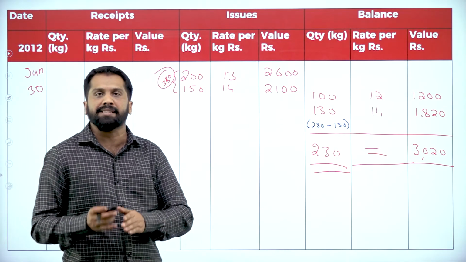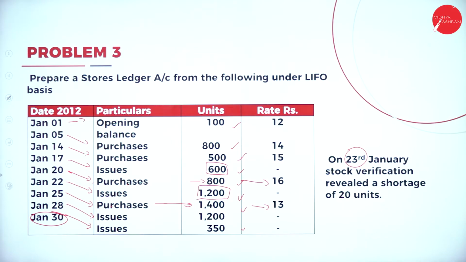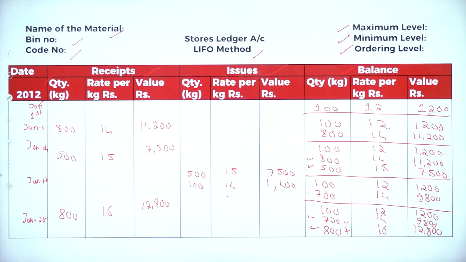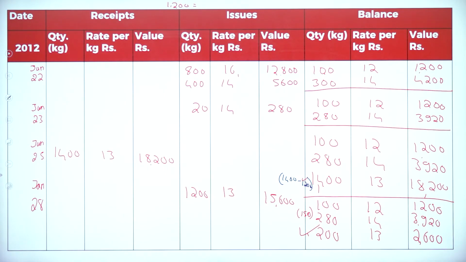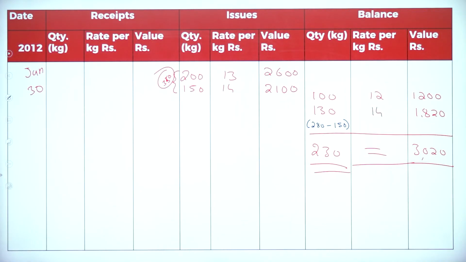I'll go back to all the slides so that you can take a screenshot. So, this is your question. In the question, we have an adjustment on 23rd January. A stock verification revealed a shortage of 20 units. So your answer, first part, we have done up to January 20th. This is your second part, we have done till Jan 28th. This is your last part, we have completed with Jan 30th.